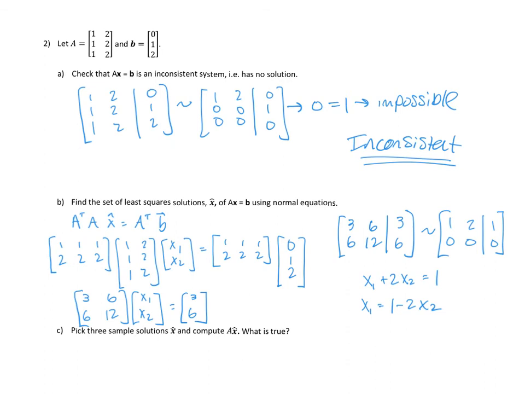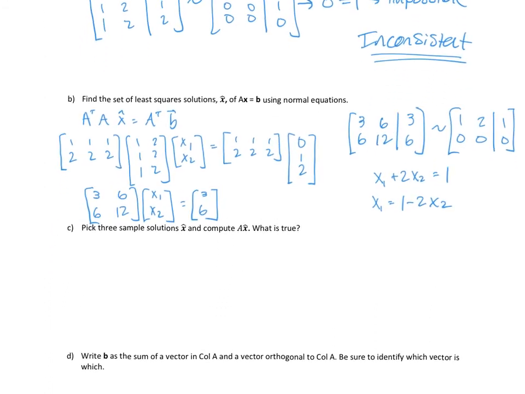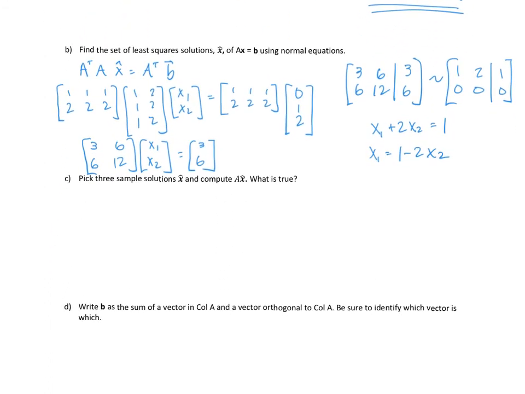So I want to pick 3 sample solutions x hat. Okay, so any x1, x2 that satisfies this equation. I can pick the x2. Maybe I'll pick 1 for x2 and then calculate x1. So if x2 is a 1, I have 1 minus 2 is negative 1. Okay, and then another one, if I pick x2 to be 0, 1 minus 2 times 0 is 1.